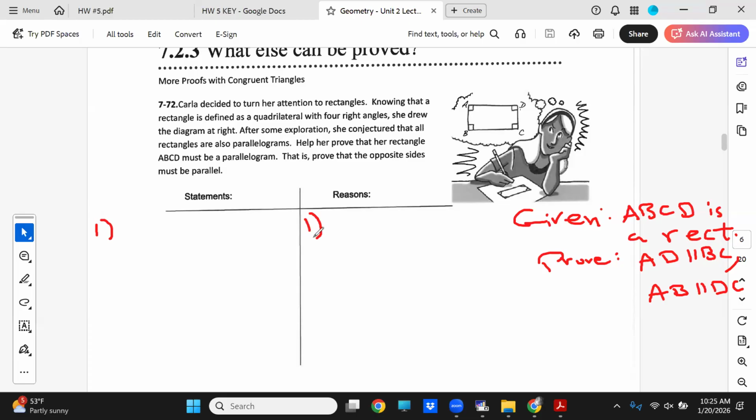First off, we need to state our given, right? So just kind of repeat what I just wrote for the given. A, B, C, D is a rectangle. Given. Two.